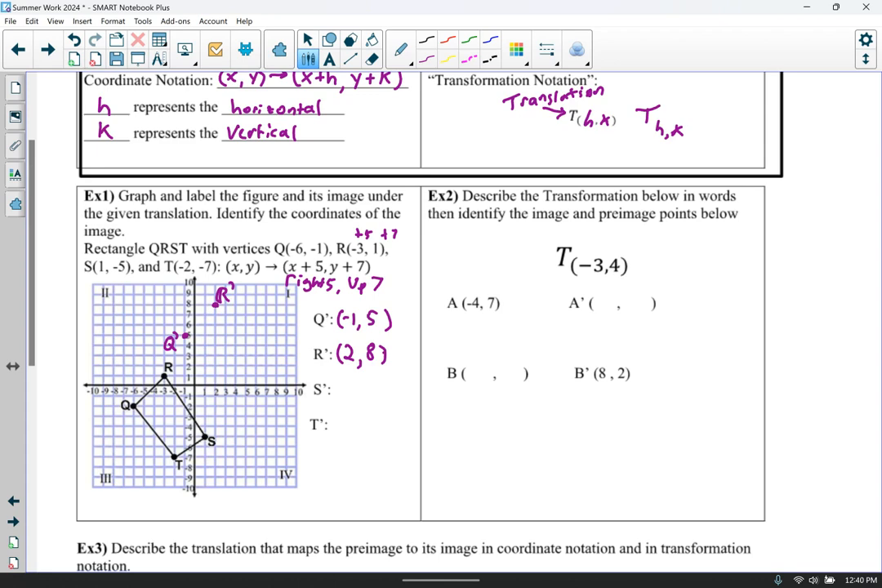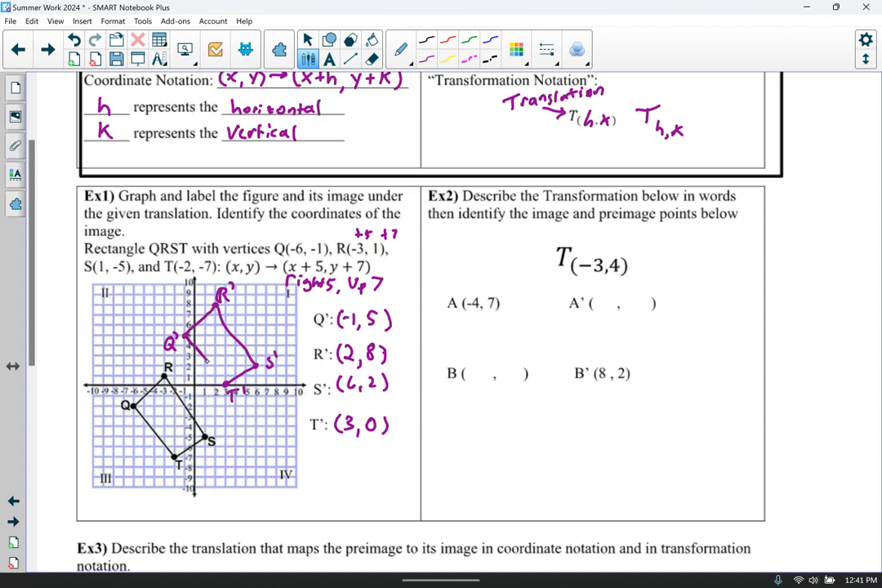Okay? So S, if I count it out, I'd go 1, 2, 3, 4, 5, 1, 2, 3, 4, 5, 6, 7. There's S prime, which now has an ordered pair of (6, 2). Okay? And then T, if I try just adding to my coordinates, -2 plus 5 would be a +3. -7 plus 7 would be 0, meaning it's going to be on the x-axis at (3, 0). T prime. So whichever method you prefer, whichever method works for you, right?